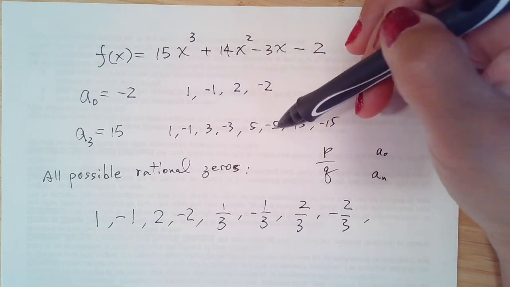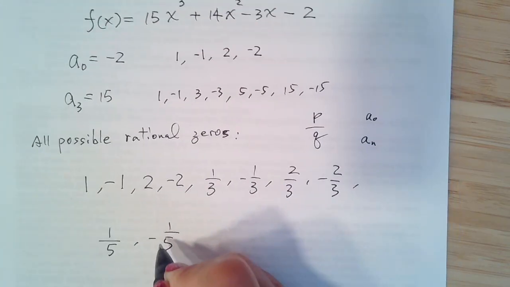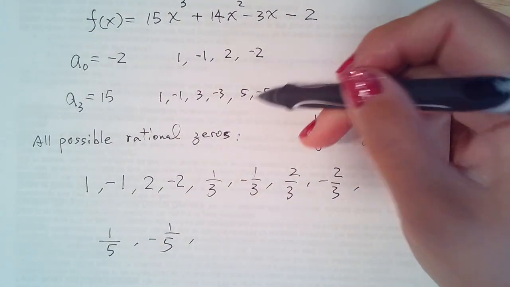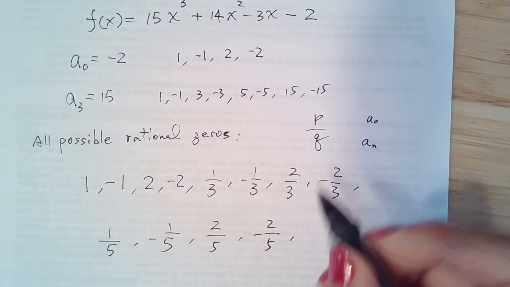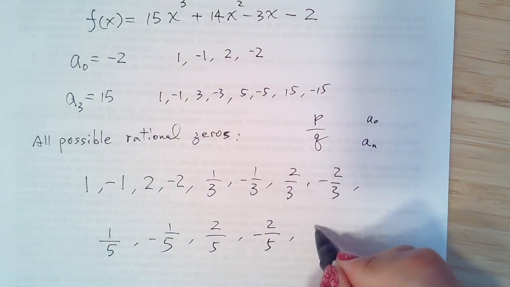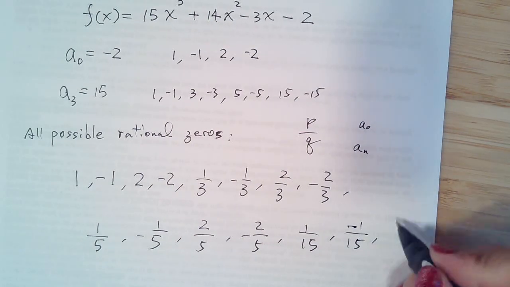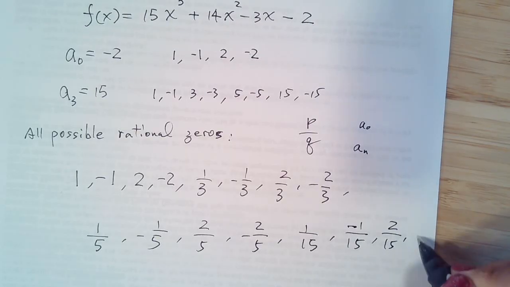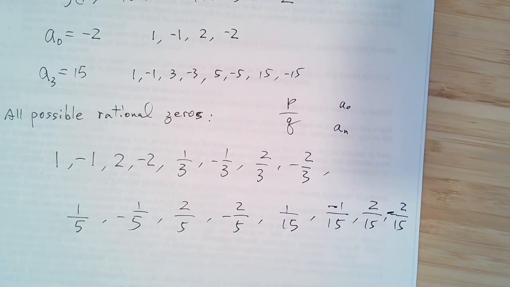And this over that, so I get 1 over 5 or negative 1 over 5, and then 2 over 5, negative 2 over 5. And the last one, 1 over 15 and negative 1 over 15, and then 2 over 15 and negative 2 over 15. There are too many of them, but those are all the possibilities here. So that's the answer.